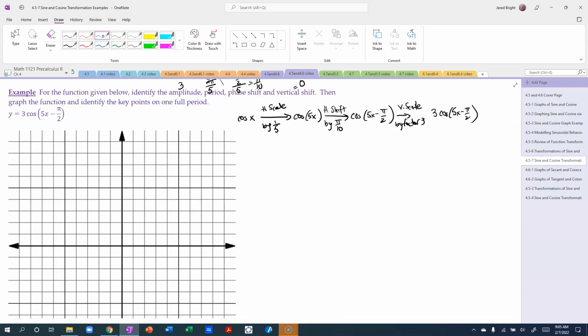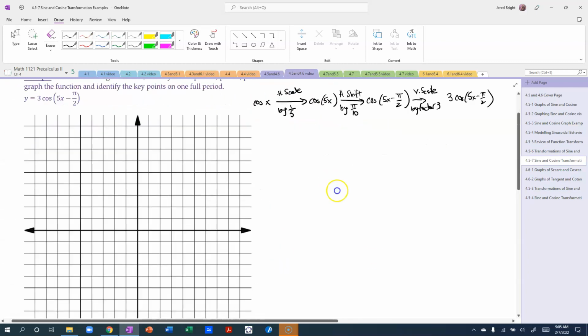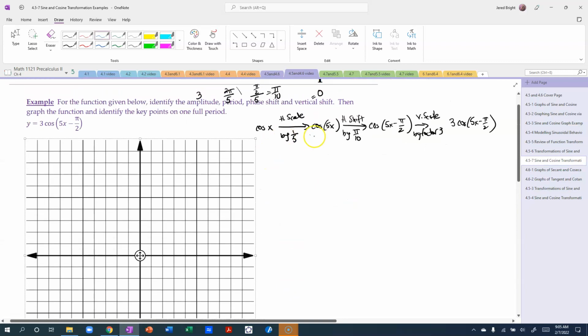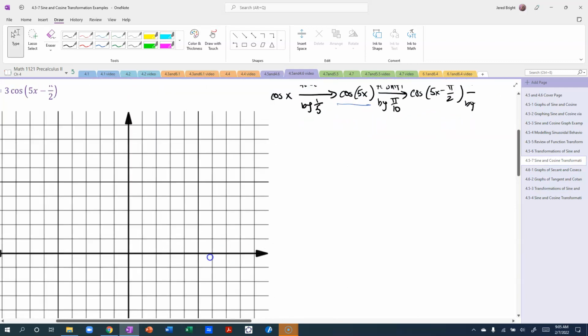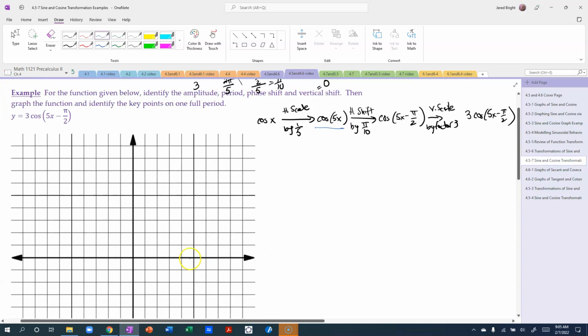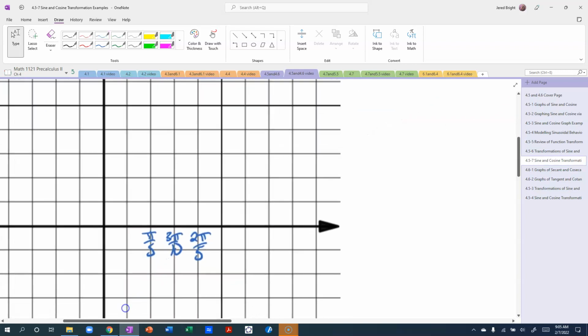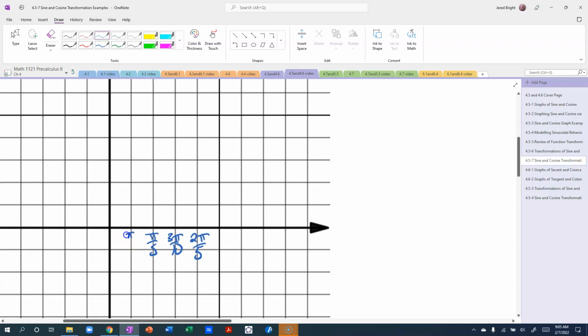For space on here and horizontal scaling, I'm not going to graph cosine of x. I'm just going to start with cosine 5x rather than cosine x. So then that means horizontally, I'd be at 2 pi over 5. Actually, it's easier if I do it this way. 2 pi over 5, so that would be 1 period. So this would be pi over 5, and then 3 pi over 10, and then this would be pi over 10.